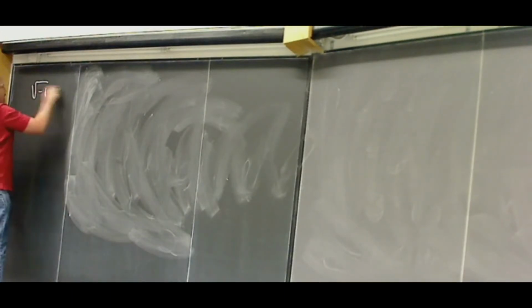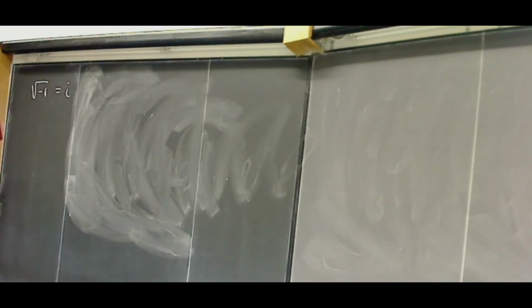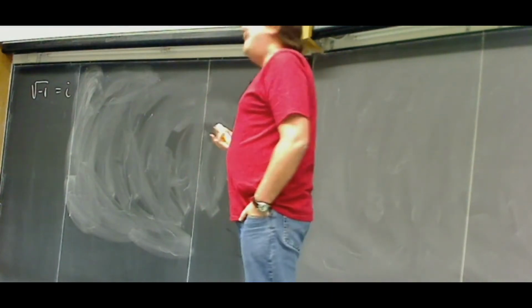So what we were doing last time was we were talking about what happens when we deal with complex numbers. That is, we deal with imaginary numbers. So we have an imaginary animal today because we're doing imaginary numbers.